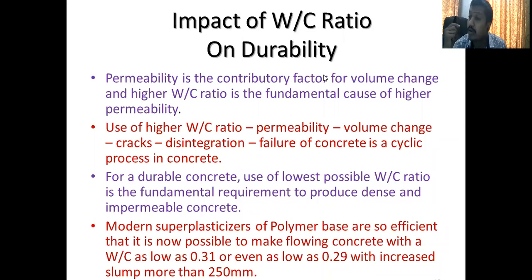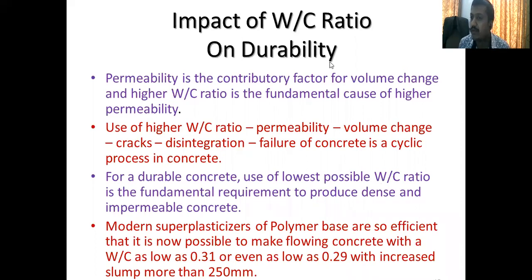So for durable concrete, use of the lowest possible water-cement ratio is the fundamental requirement to produce dense and impermeable concrete. Okay. For durable concrete, this is very important for you. We have to use the lowest possible water-cement ratio. Permeability and workability are two different things.